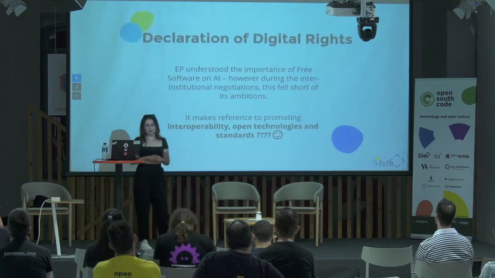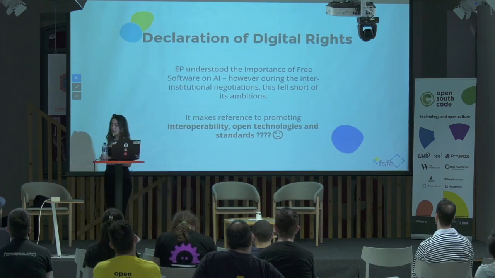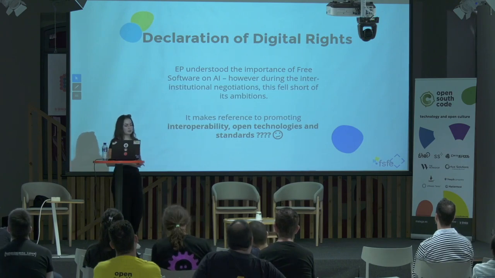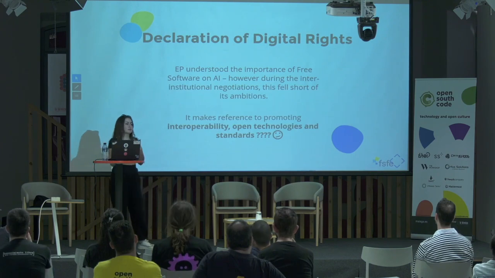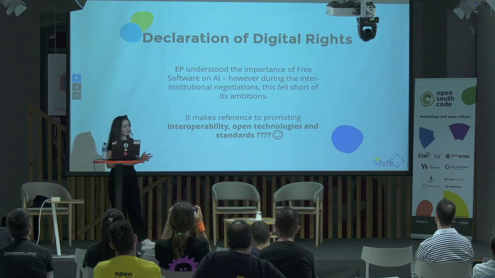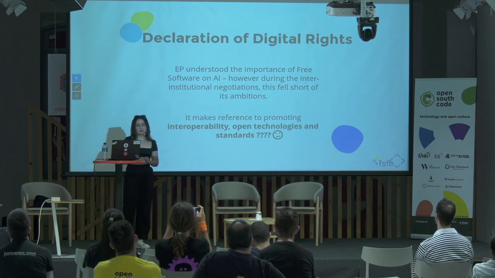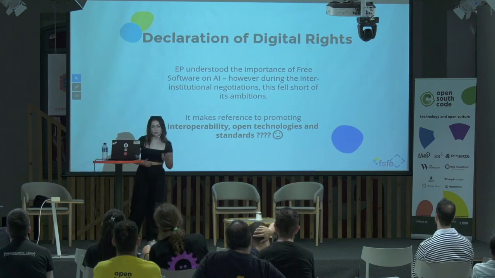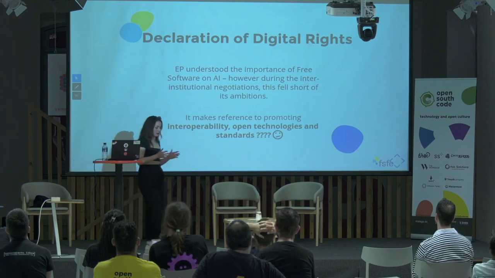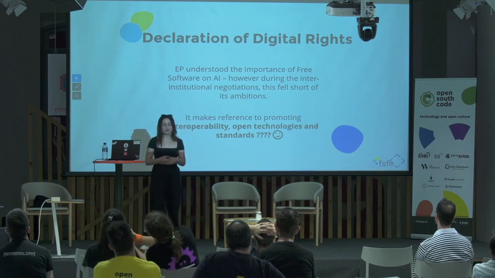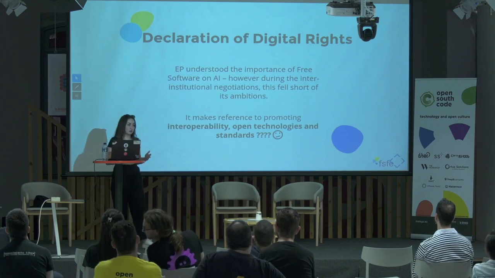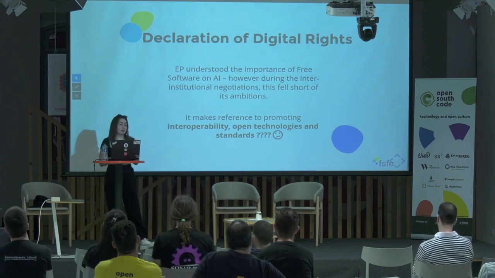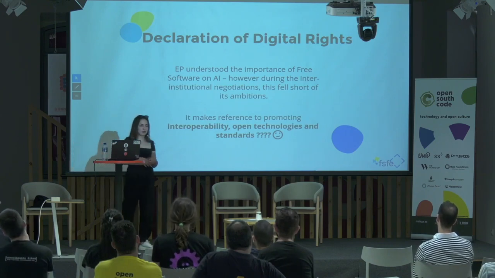So the second one is the Declaration of Digital Rights and Principles. With this, we decided to step in because this declaration will serve as a reference point for the digital transformation of Europe. So basically we saw the opportunity and decided to also pick this fight. With this specific declaration, the outcome was not ideal, at least not after the interinstitutional negotiations. The European Parliament actually understood the importance of free software on AI, because there is a part of this declaration that refers to AI technologies. However, the wording that we managed to include in the European Parliament text fell short of its ambitions after the interinstitutional negotiations.